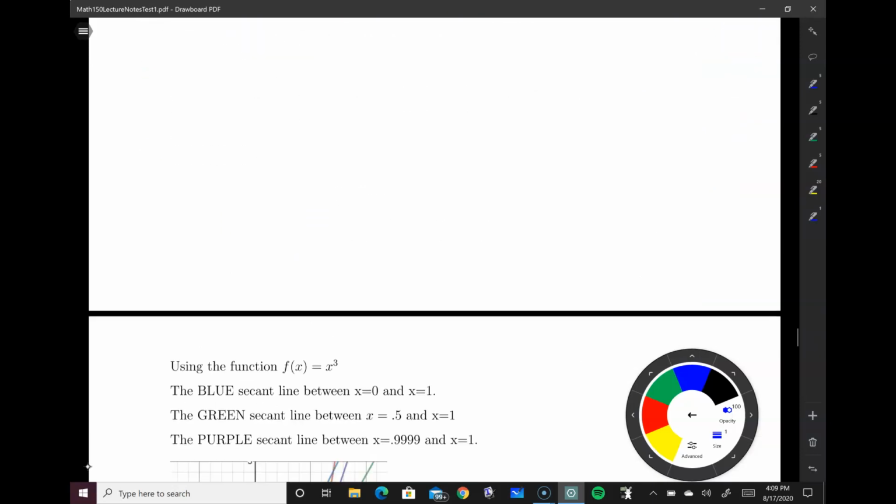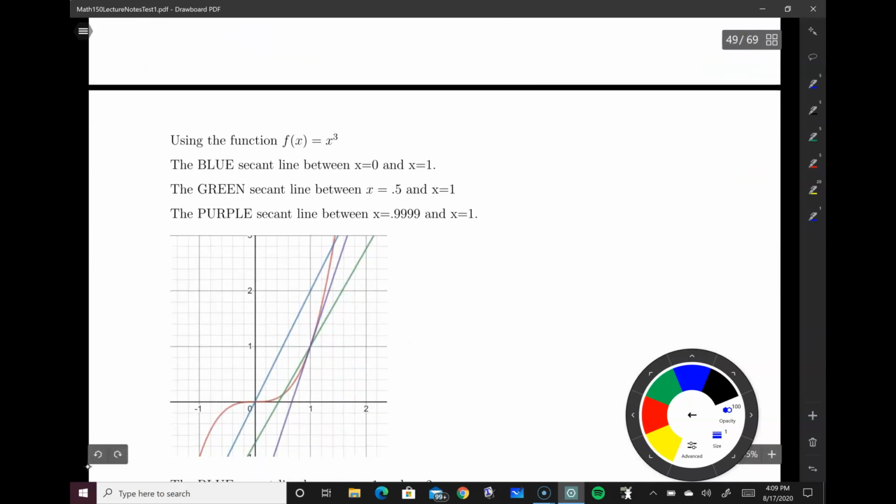All right. So I've got some pictures here. If I have the red function x cubed, the blue secant line is between 2 points, 0 and 1, and we can see the slope of that blue secant line. The green secant line is between the points 0.5 and 1. The purple secant line is between the points 0.9999 and 1. So what I'm doing is taking secant lines between 2 points closer and closer to each other, where these 2 points are really close to each other.